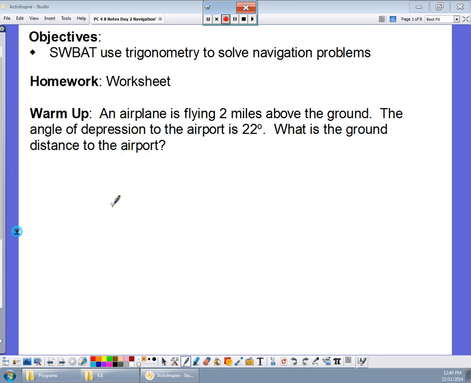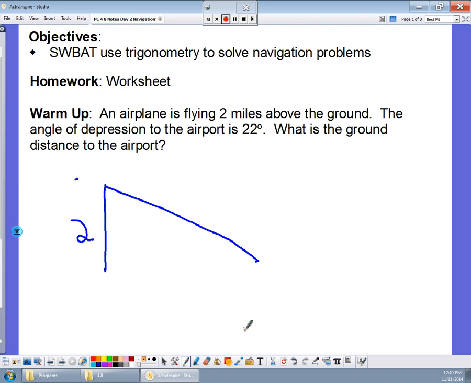If you want to go ahead and pause the video and work through that problem, you can do that. So what we have is an airplane. It says it's 2 miles above the ground, so this distance here would be 2. And I have an angle of depression of 22 degrees.